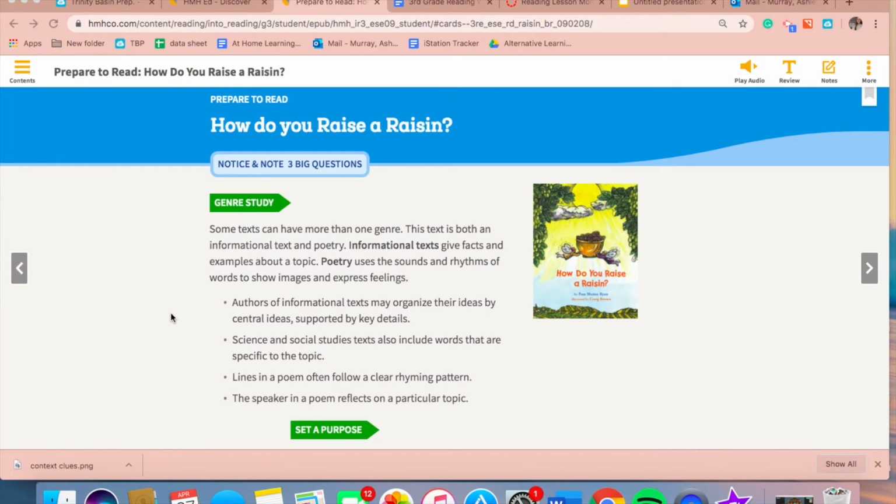Authors of informational texts may organize their ideas by central ideas and supported key details. Science and social studies texts also include words that are specific to the topic. But lines in a poem often follow a clear rhyming pattern, and the speaker in a poem reflects on a particular topic. Today we're going to see an interesting combination of both that informational text trying to give us some true important information along with a poem that's trying to appeal to our senses and really give us this descriptive story. Let's see what that looks like.